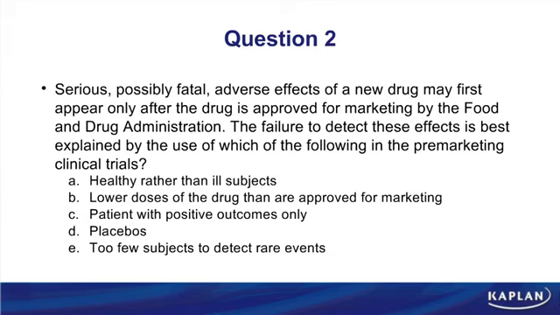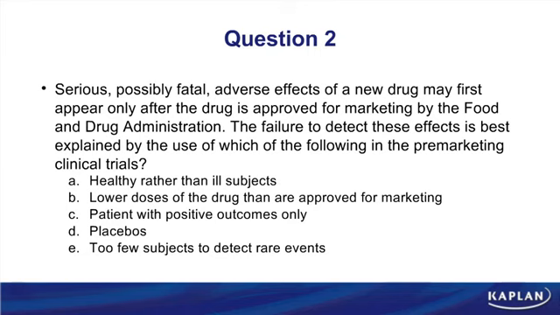We will discuss. So, serious, possibly fatal adverse effects of a new drug may first appear only after the drug is approved for marketing by the Food and Drug Administration. The failure to detect these effects is best explained by the use of which of the following in the pre-marketing clinical trials.